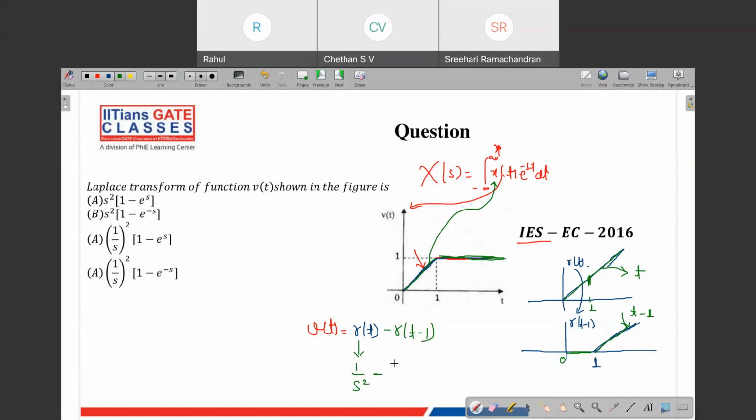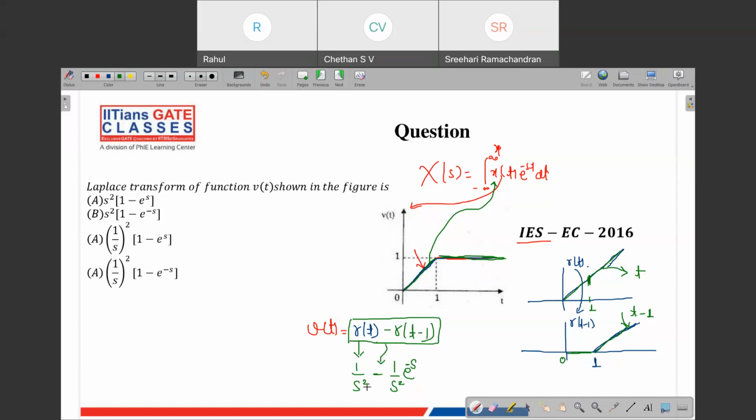So we will use the time shifting property. 1 by s square is the Laplace transform of r(t), and then because of time shifting you will get e to the power minus s. Actually, I think minus s. Yeah. Just because you know how to write this waveform as some expression, you will be quickly able to calculate what the Laplace transform will be.